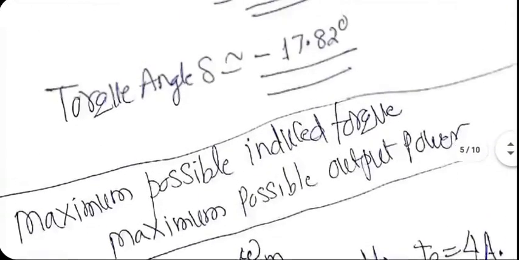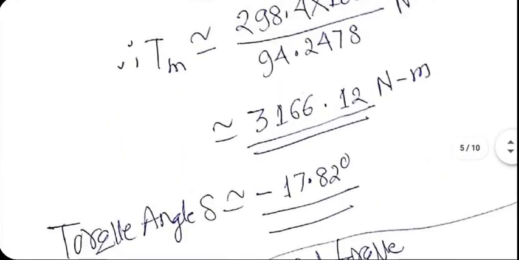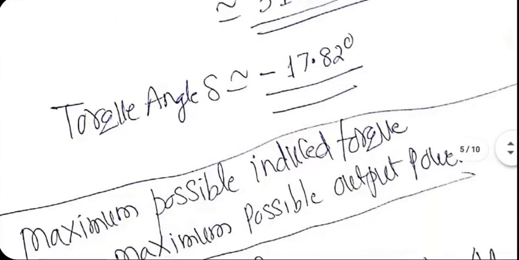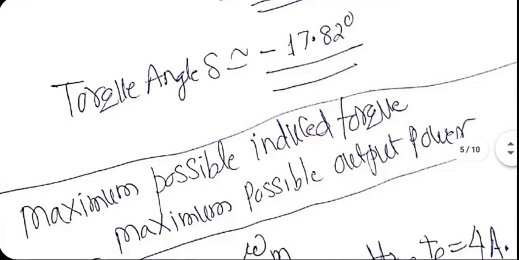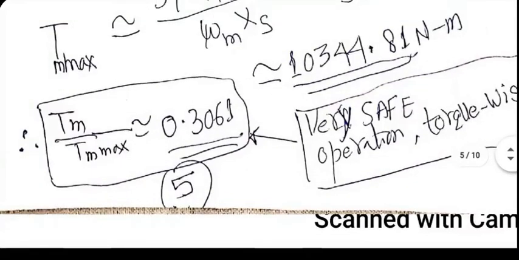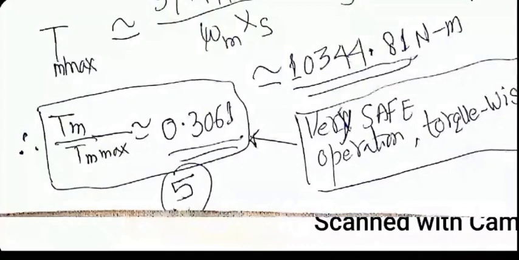10344.81 Newton meter. And we are operating at 3166.12 Newton meter. That means almost 1/3. So we are safe enough, I think. Very safe operation, yes. We are operating at almost 0.3 of the maximum possible torque. There seems to be no danger to the motor in terms of torque at least.